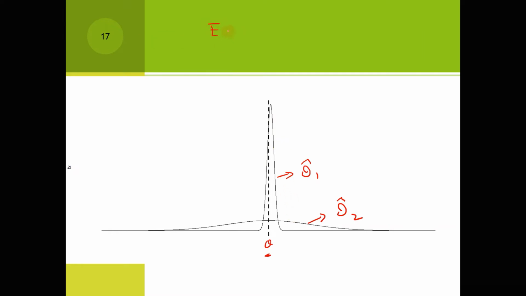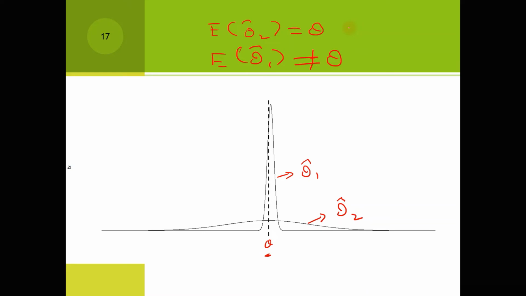And you will see that the expected value of theta cap 2 is equal to theta here. But you will note that the expected value of theta cap 1 is not equal to theta. So my first question is, what does this mean? Think about it for a moment.